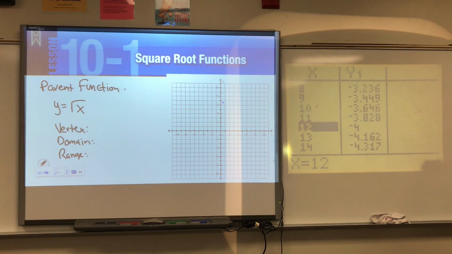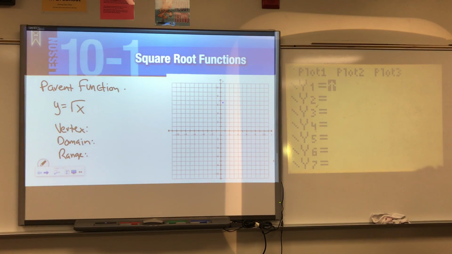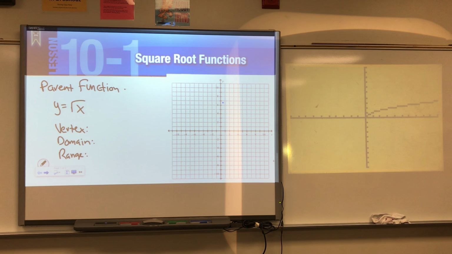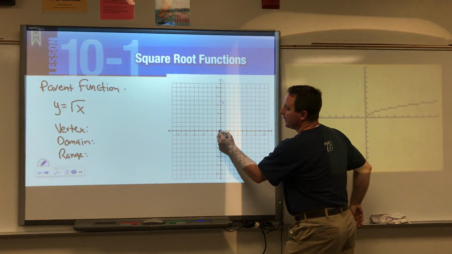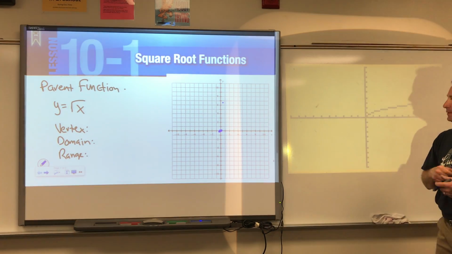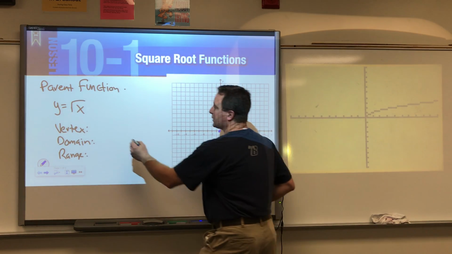So we're going to use calculators quite a bit today. So I'm going to type in the square root of x. Okay? And I'm going to press graph. Here's what it looks like. So it's a little arc. Okay? And if you look closely and carefully at that, the starting point, or the ending point, however you want to look at it, is right there at the origin. Okay? And this point is what I call the vertex. Its vertex is right at 0, 0.